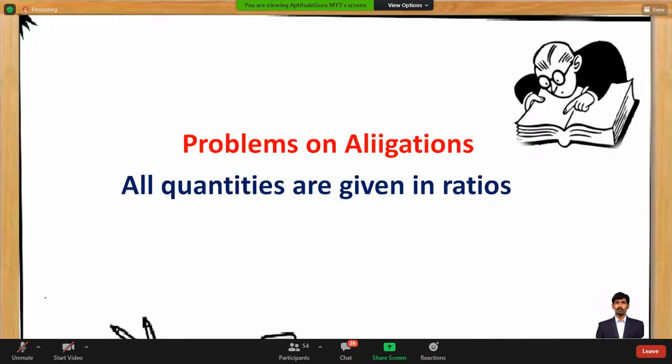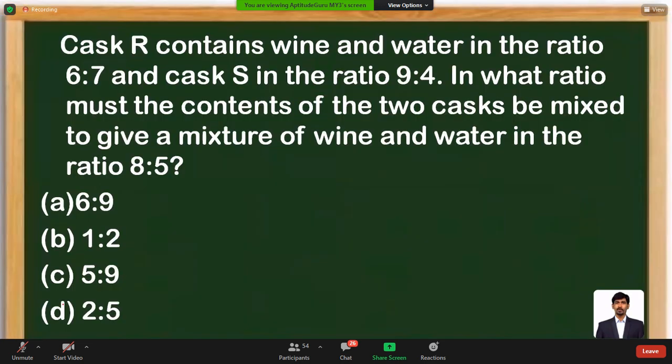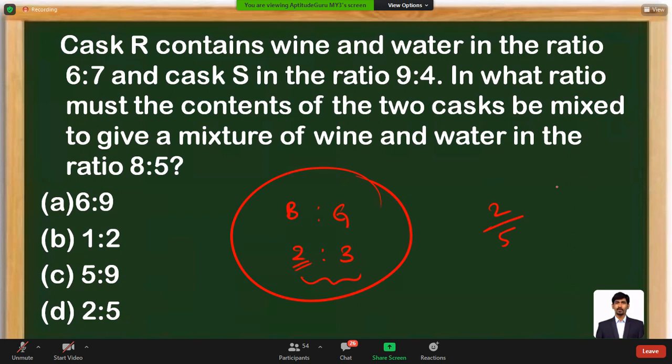Problems on alligations, where all the quantities are given in ratios. Then how to deal with those questions, let us try to understand. In order to find this out, I just want to tell you one thing. See, for example, in the classroom, boys are some part, so what part of girls are available? So 3 out of 5, like that.